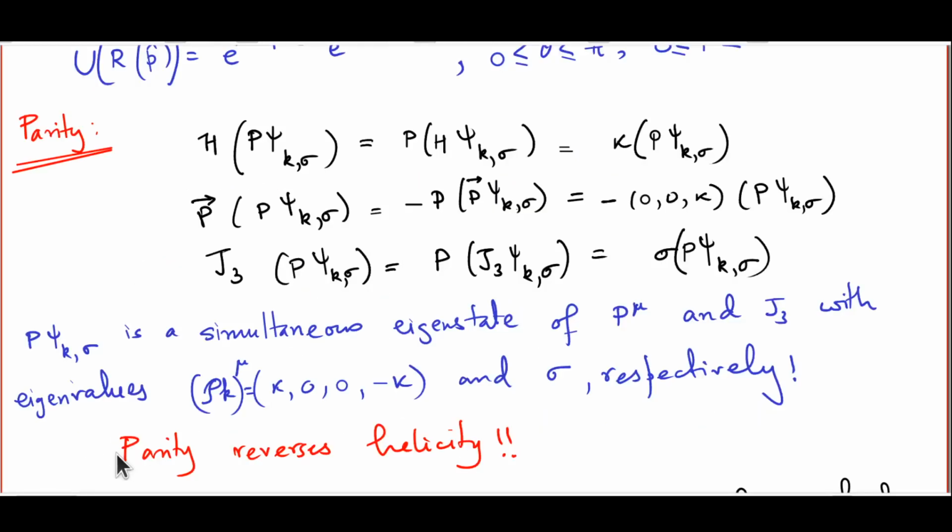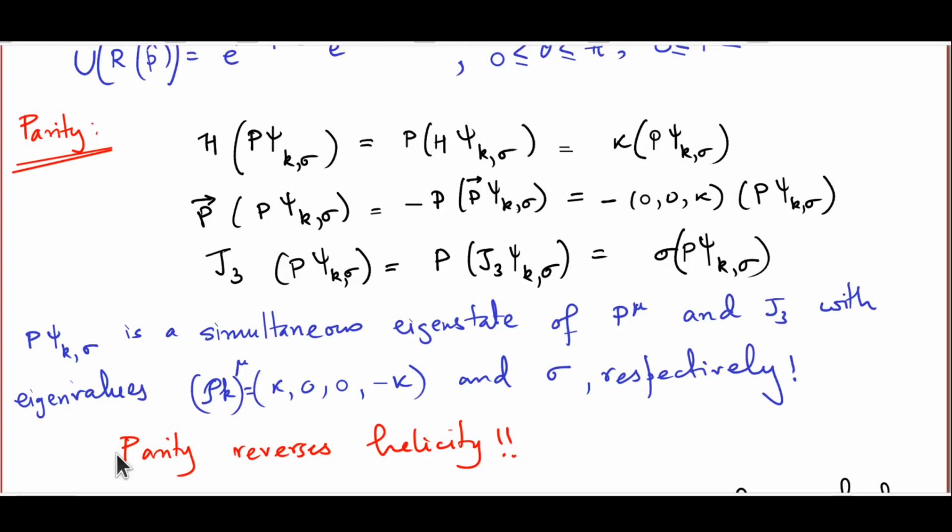Proceeding along the same lines that we had followed for massive particles, what we are now going to do is take a look at what parity does to the state psi k sigma. Of course, psi k sigma was an eigenstate of H, the three components of spatial momentum, and J3 with eigenvalues kappa, 0, kappa, and sigma respectively. And what we are going to do is take a look at what these same operators H, P vector, and J3 do to the state parity acting on psi k sigma.